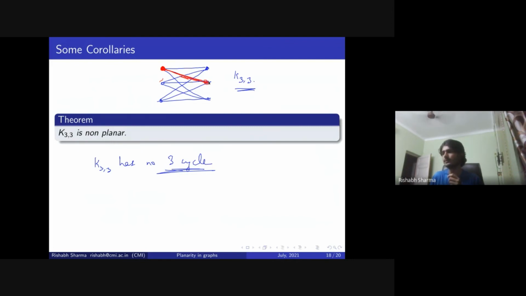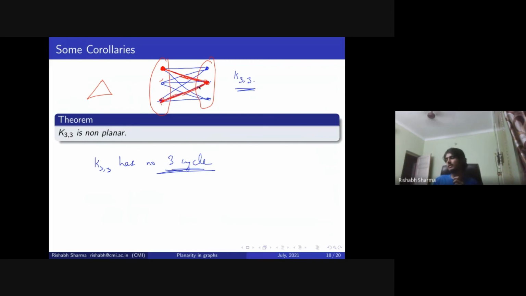Suppose I go here, and then I have to come back, because there are no edges inside these sets. The edges are always across the sets, so you have to come back. But then these 2 vertices cannot be connected because they are in the same set and they don't have edges between them. So you cannot find a triangle or a 3 cycle in this K33.